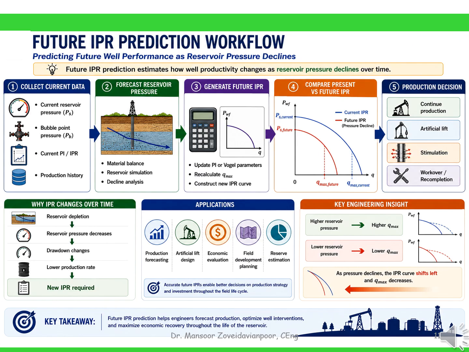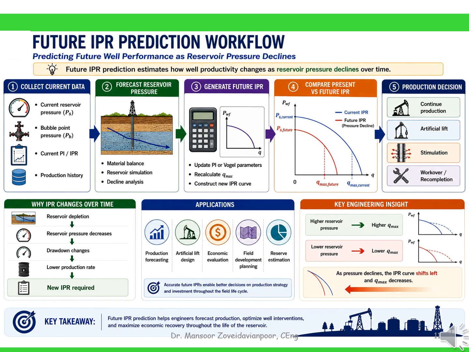By forecasting future reservoir pressure, engineers can generate future IPR curves and visualize how the well's performance will evolve throughout its life. Instead of reacting after production declines, they can prepare in advance. Ask yourself, when should artificial lift be installed? When is the best time to acidize the well? When will a workover become economically justified? Should new infill wells be drilled? These questions are answered not by today's IPR curve, but by tomorrow's.